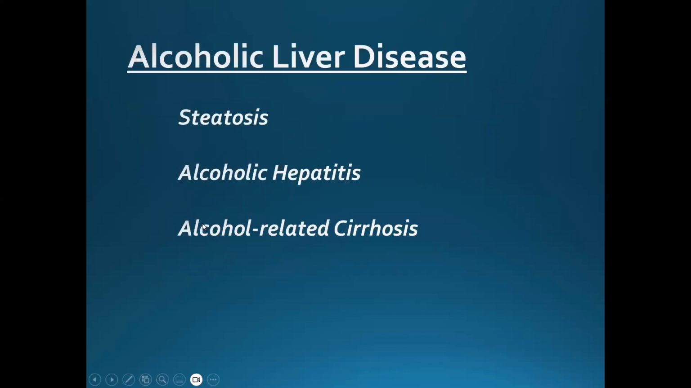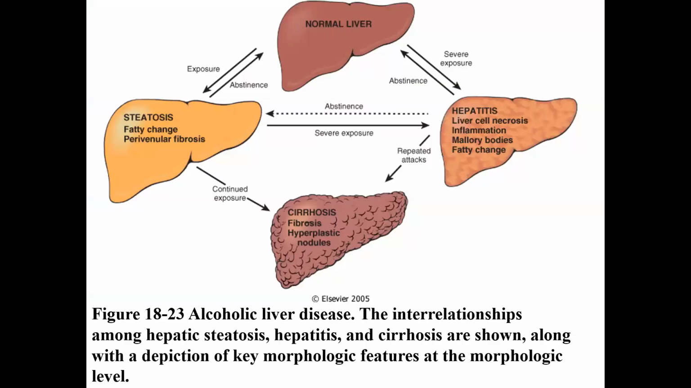All right, now the real deal, if you will, the alcoholic liver disease. The 3 stages: the steatosis, the alcoholic hepatitis, and then the alcohol-related cirrhosis. So these are the stages. You can see that there are a lot of two-way arrows telling you that there is a chance of recovery. But when it comes to cirrhosis, you can see that it is going in one direction.